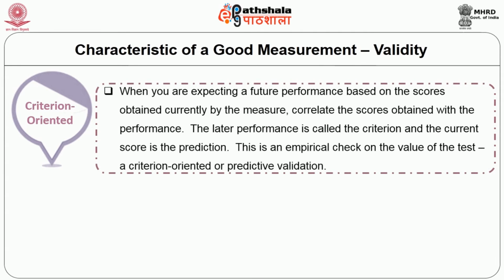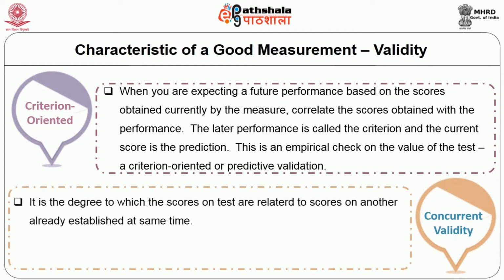Criterion oriented or predictive validity. When you are expecting a future performance based on the scores obtained currently by the measure, correlate the scores obtained with the performance. The latter performance is called the criterion and the current score is the prediction. This is an empirical check on the value of the test, a criterion oriented or predictive validation.